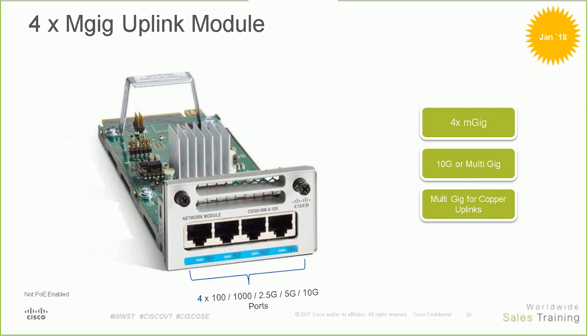Access points, because it says a node in the corner, not PoE enabled. Correct. Correct. So sorry for that.